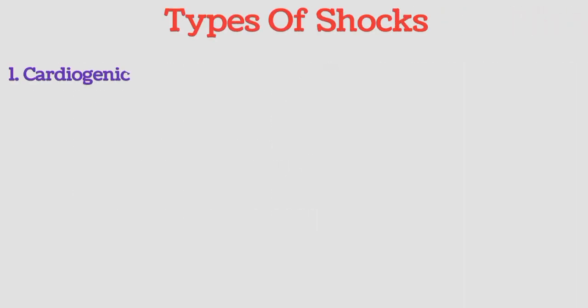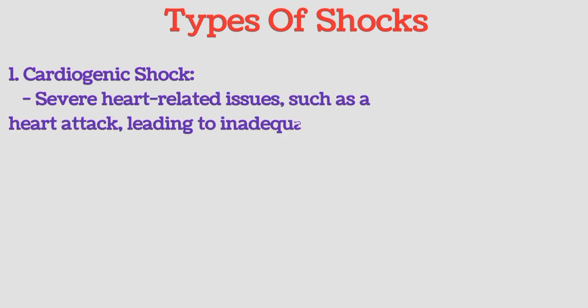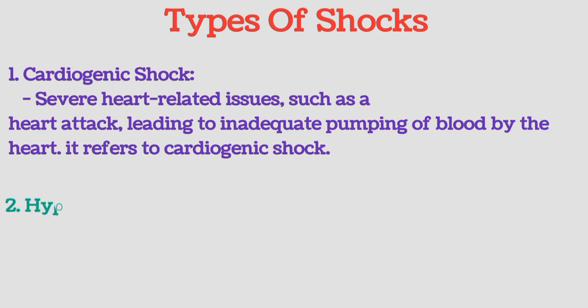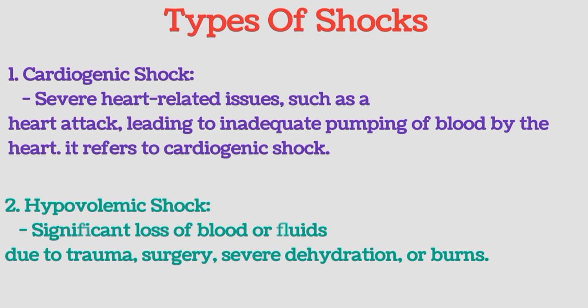Types of shock. 1. Cardiogenic shock. Severe heart-related issues, such as a heart attack, leading to inadequate pumping of blood by the heart. It refers to cardiogenic shock. 2. Hypovolemic shock. Significant loss of blood or fluids due to trauma, surgery, severe dehydration, or burns.